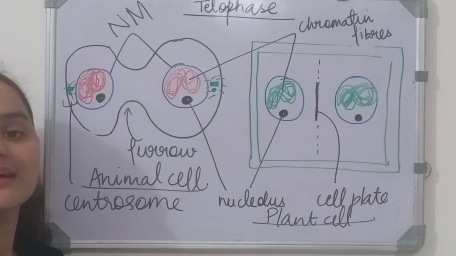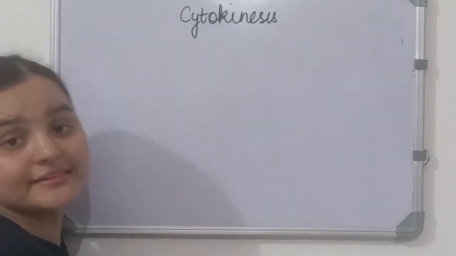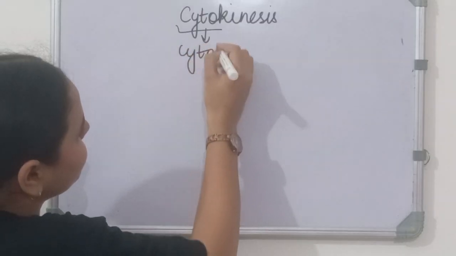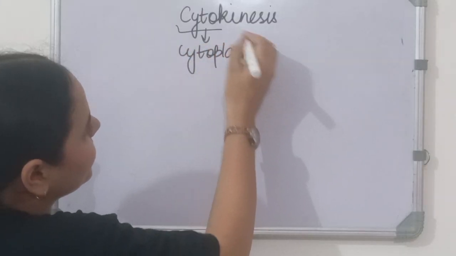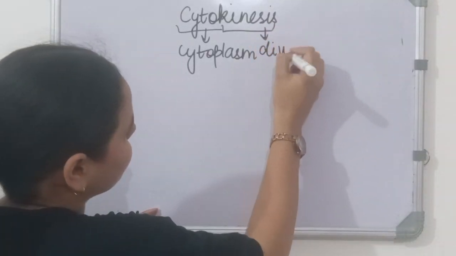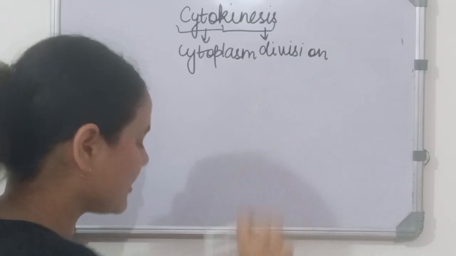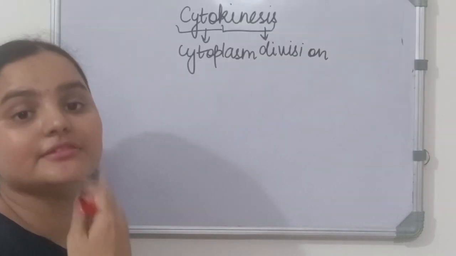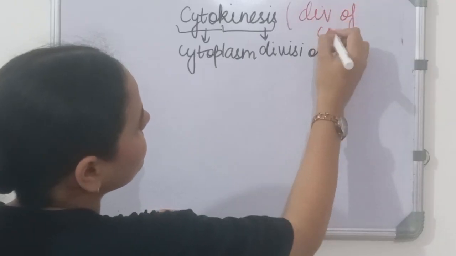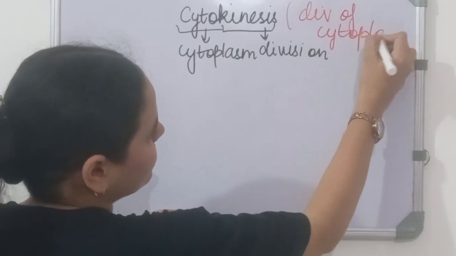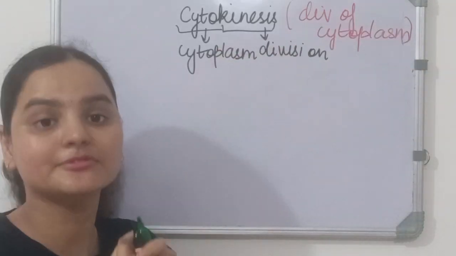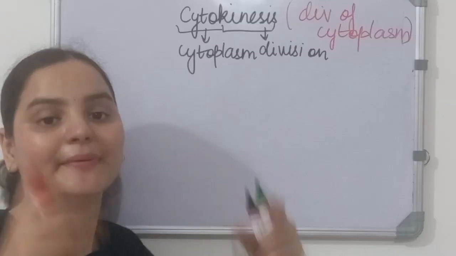Now let's understand cytokinesis. What does cyto mean? Cytoplasm. And the word kinesis means division. So cytokinesis is division of cytoplasm. Our nucleus has already divided. Now it's time for the cytoplasm to divide to form two separate daughter cells.